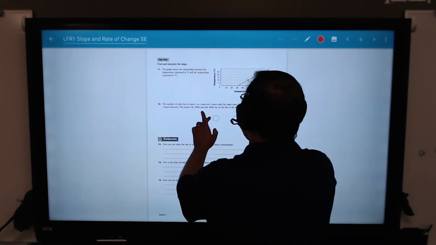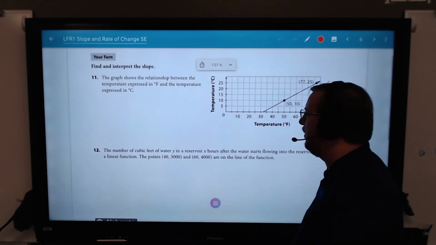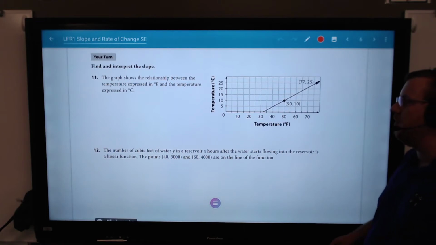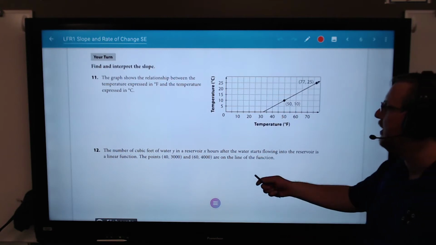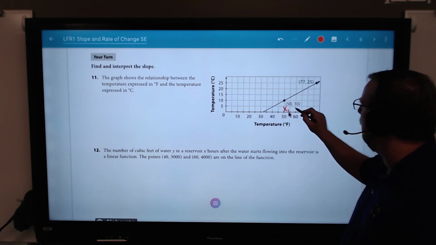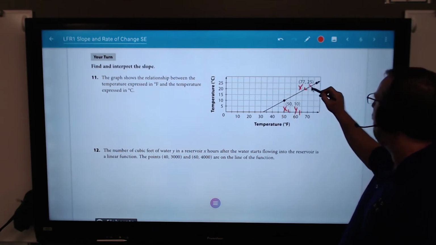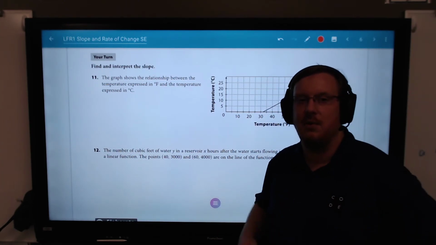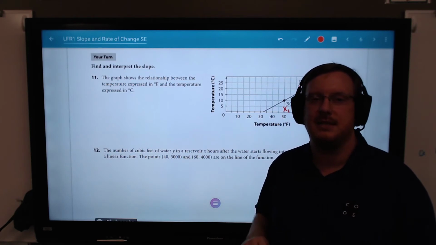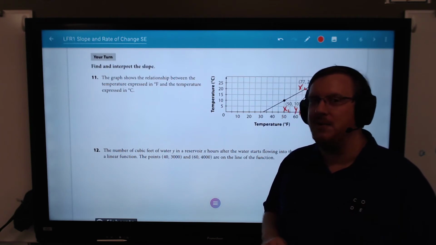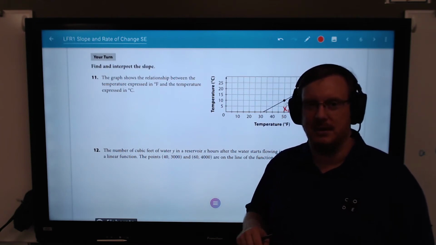So let's take a look at this one. This is kind of an interesting one. The graph shows the relationship between the temperature expressed in Fahrenheit and the temperature expressed in Celsius. Celsius is on our y, Fahrenheit is on our x. We have 2 points. I'm going to treat this like x1, y1, and x2, y2. I want you to pause it in just a second and see if you can figure this out and what it means. Find the slope and interpret the context. Go ahead and pause. Okay, hopefully you've come back now after you paused it. But if you haven't paused it, then pause it, then come back.